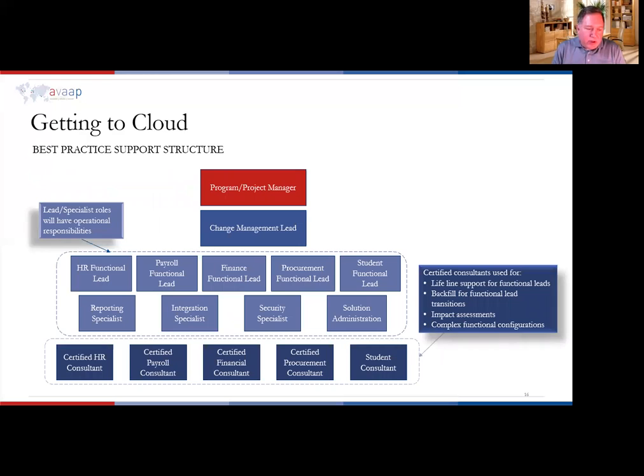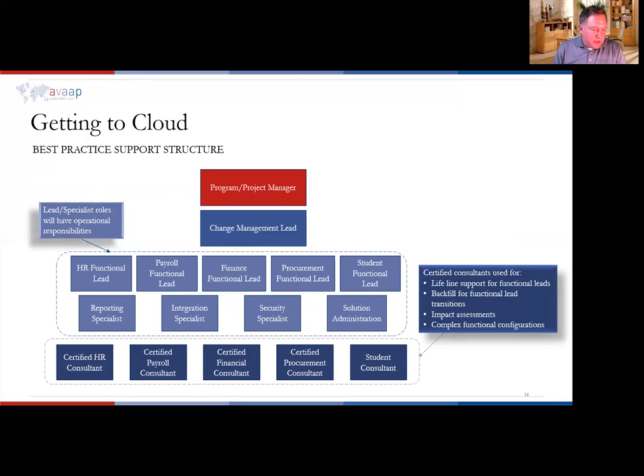Now, the other thing we wanted to show was, what does support look like after a go live for a cloud ERP software? So again, you're in a situation where you've, let's say, put the software in place. It's a functionally oriented implementation. What we're showing here on the screen is a line of what we call functional leads, okay?